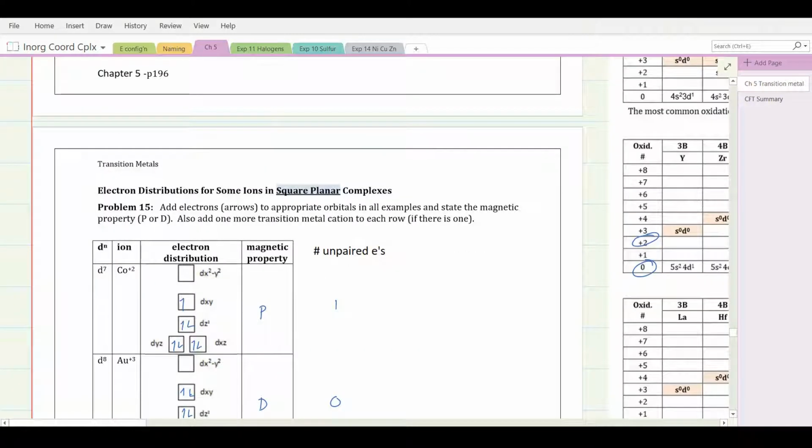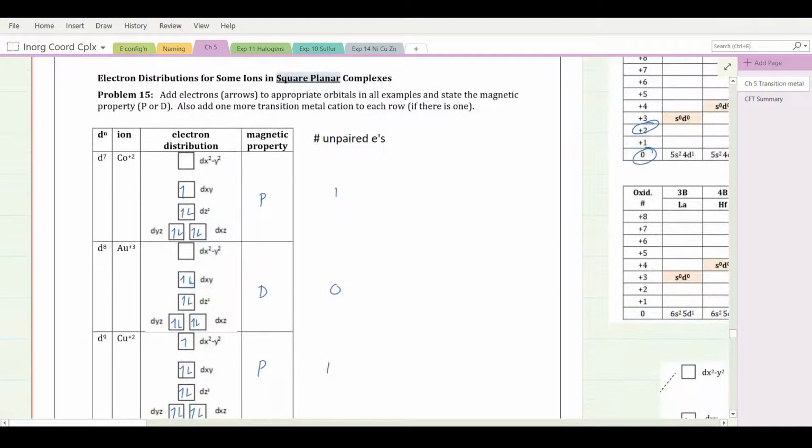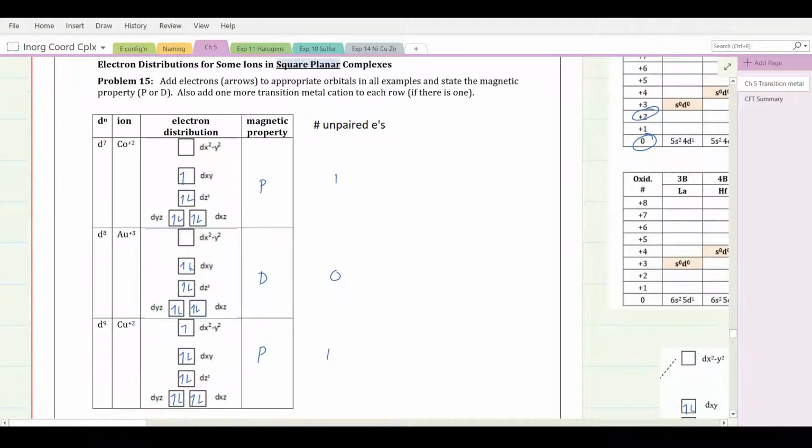On page 197, I have another exercise, an electron distribution chart for you to fill in. You can pause the video and check your answers against it. I simply want to point out that since the energy gap is so large between the dxy and dx squared minus y squared orbital, notice that the dx squared minus y squared orbital is not filled in any case until the other 4 orbitals are in fact filled. And that will give rise to a diamagnetic property state for a 4-coordinate square planar transition metal with 8 d electrons.